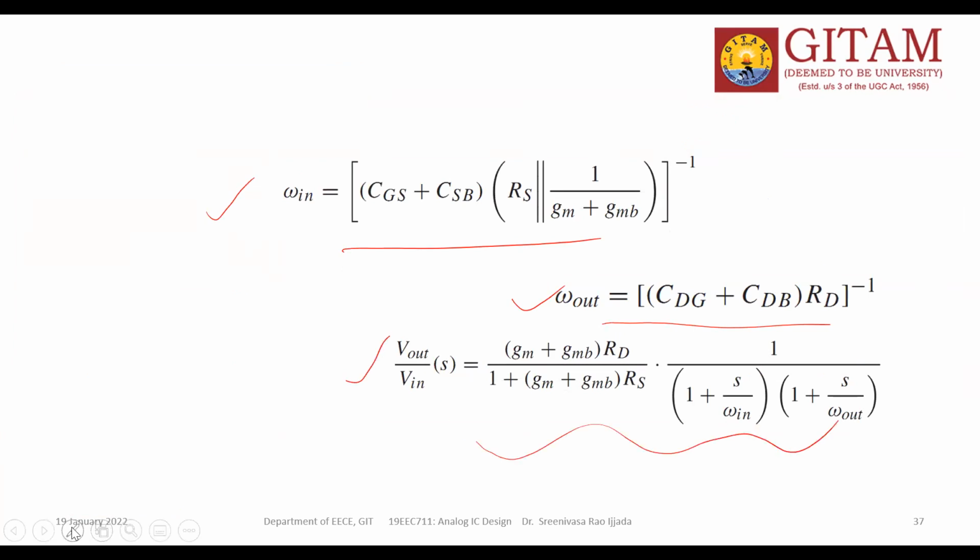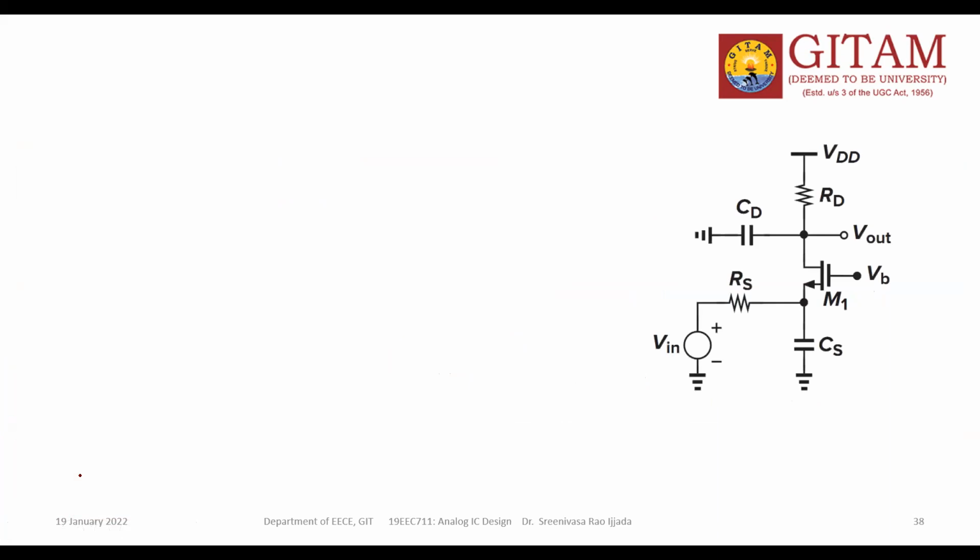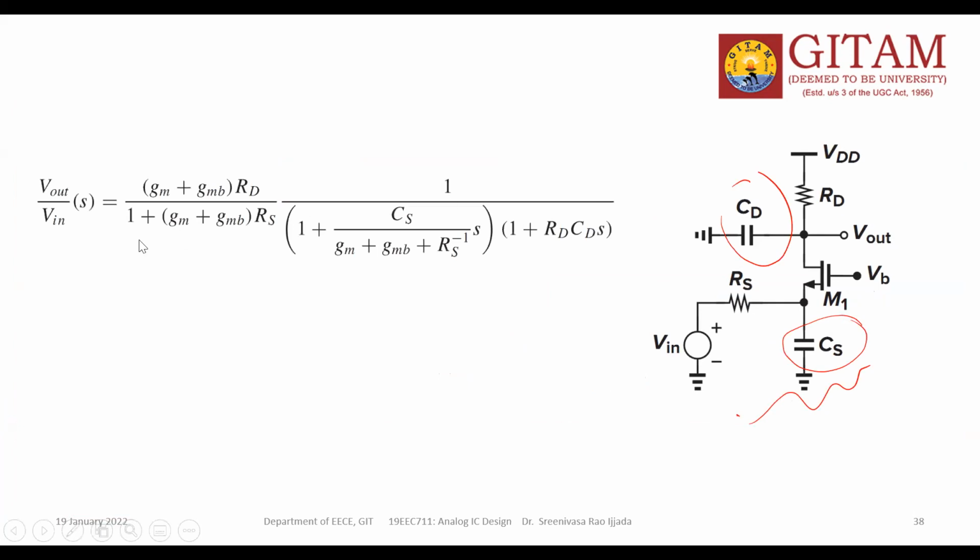Okay, so what is the first term? The first term is the low frequency gain, and these are the two poles. Then take this common gate circuit. This is one capacitor, this is one more capacitor. For these capacitors, I can write the transfer function. The transfer function I can take from the previous common gate circuit. So here omega in and omega out are both different for this circuit.